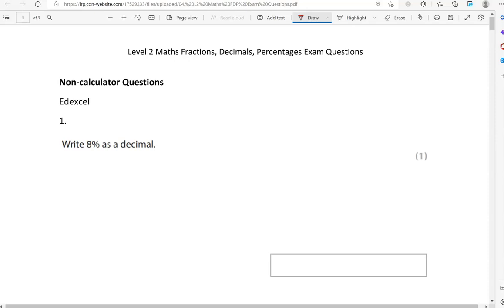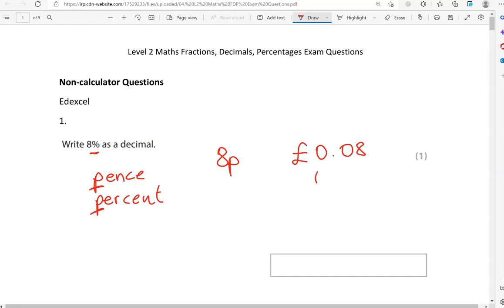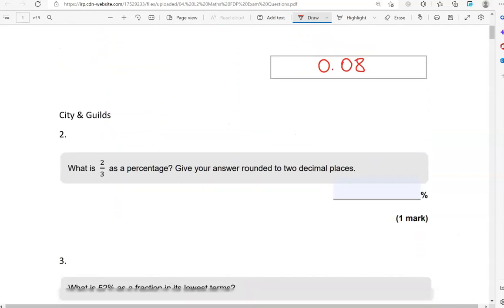Here's the first one. Write 8% as a decimal. So percent works in a very similar way to pence. They're both out of 100, and they both begin with P. So 8 pence, imagine, how do you write that with pound notation? You'd write it as 0.08. So 8 pence out of 100. 8% is also out of 100. So that's how you'd write 8% as a decimal: 0.08. It's also like dividing 8 by 100.